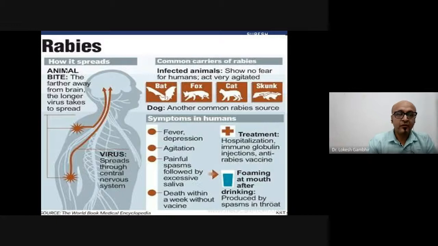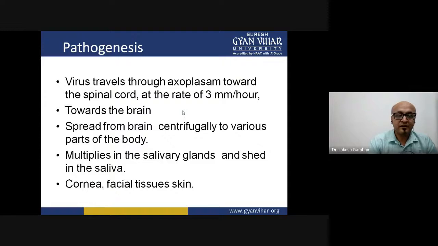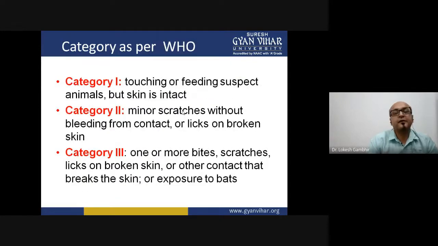So you see how it spreads with the infected animal. The word critical is infected animal. Fine. And the symptoms that we are talking about are normal symptoms of fever, depression, agitation, hallucinations, and in terminal cases, hydrophobia. And then when the clinical stage progresses, the terminal case leads to death. Eventually it leads to death. So this is how the pathogenesis of rabies goes.